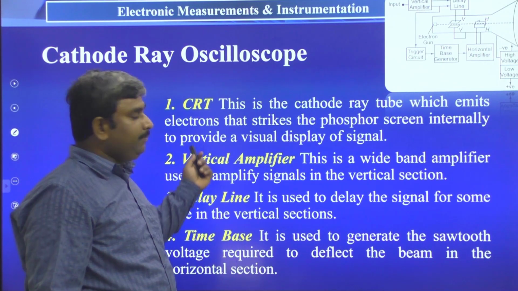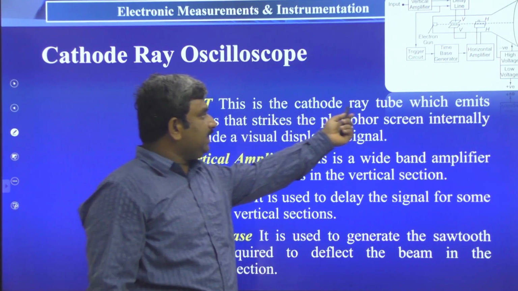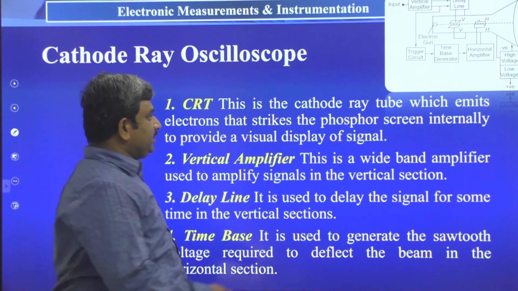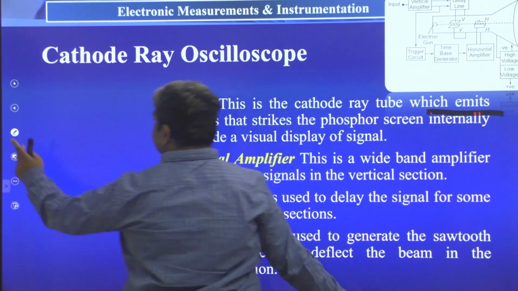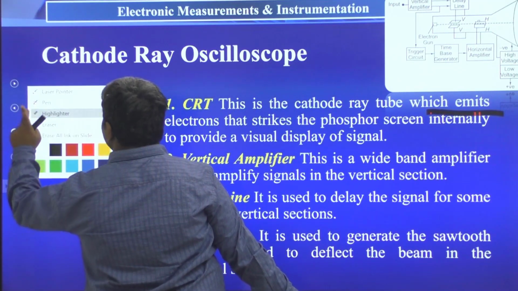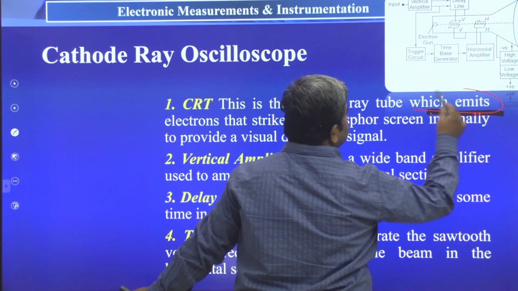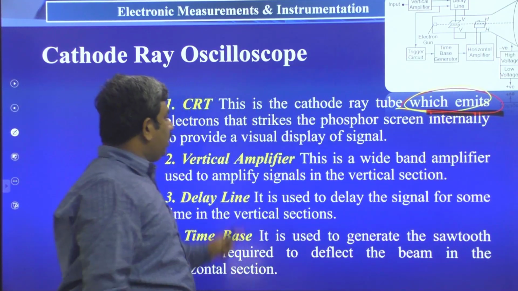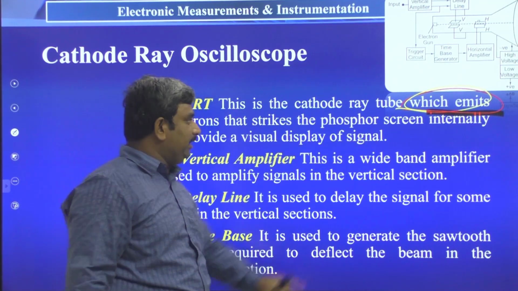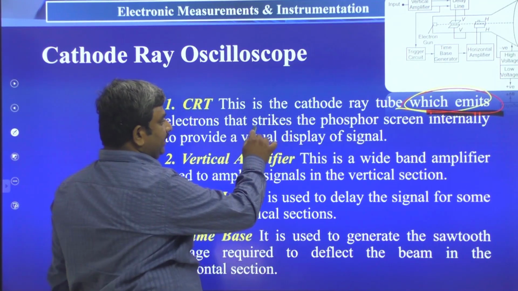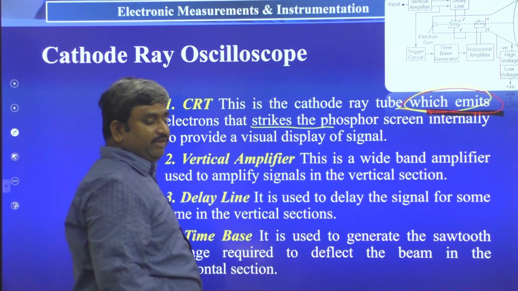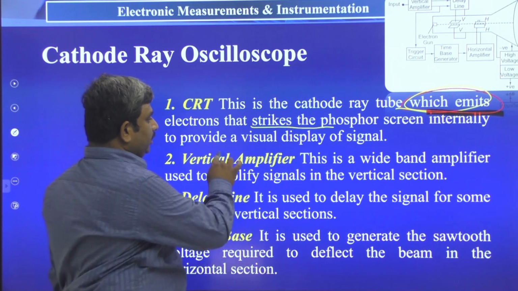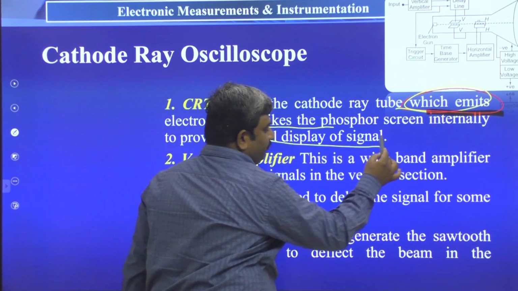Next, coming to the first one, CRT. This is a cathode ray tube which emits electrons that strike the phosphor screen. Whatever electrons are released here, finally they strike the phosphor screen, which is the target display for visualizing the signal.